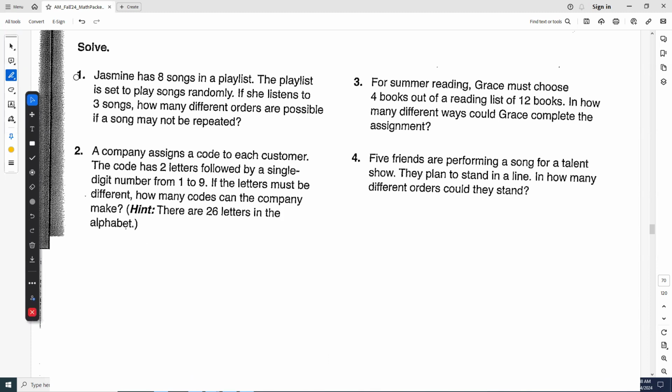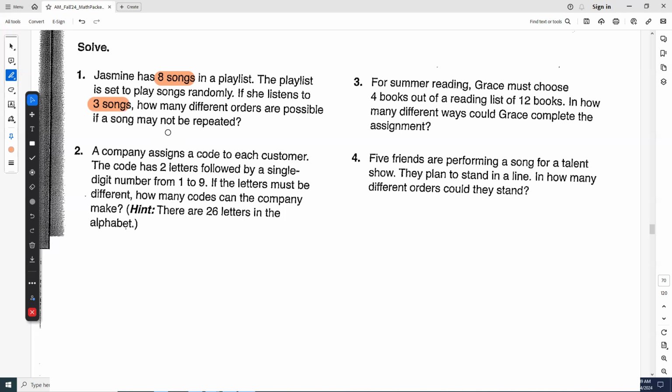Okay. So Jasmine has 8 songs in a playlist. So that's kind of our total amount. The playlist is set to play songs randomly. So if she listens to 3 of the 8 songs, how many different orders are possible if a song may not be repeated? See, it's all confusing. Just the wording? Yeah. Okay.